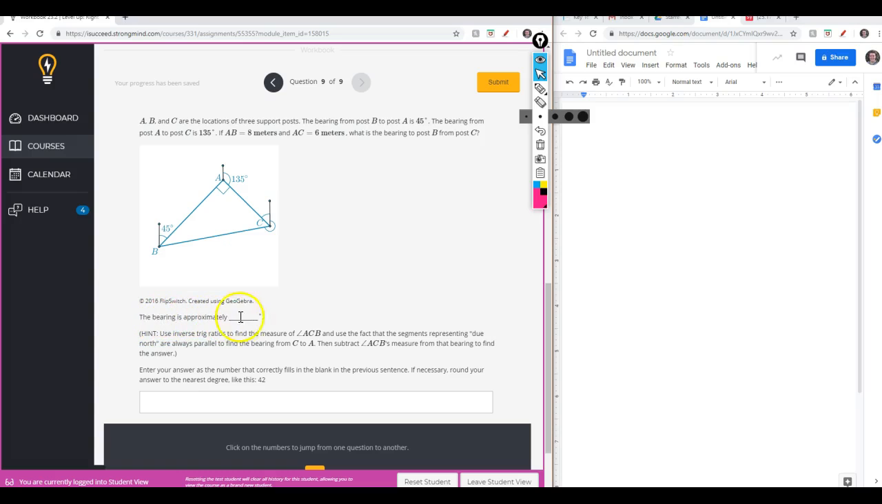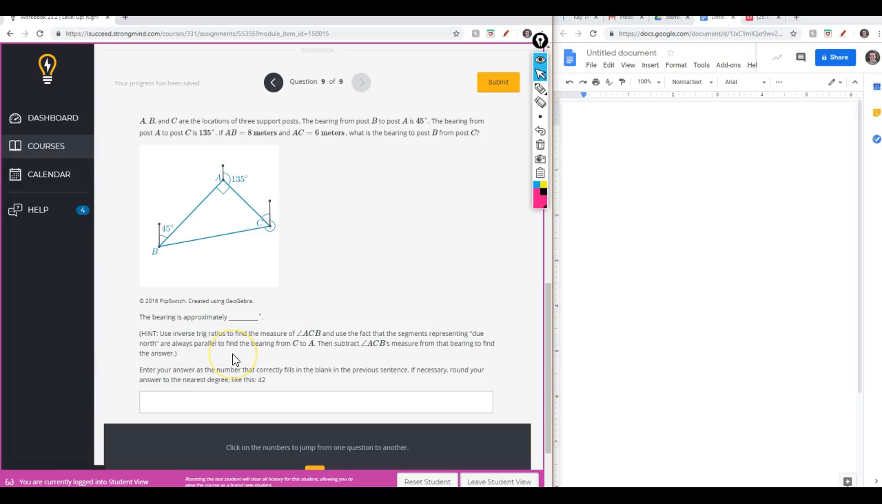The bearing is approximately blank degrees. Hint, use inverse trig ratios to find the measure of angle ACB, and use the fact that the segments representing due north are always parallel to find the bearing from C to A. Then subtract angle ACB's measure from that bearing to find the answer. Enter your answer as a number that correctly fills in the blank in the previous sentence. If necessary, round your answer to the nearest degree like this, 42.